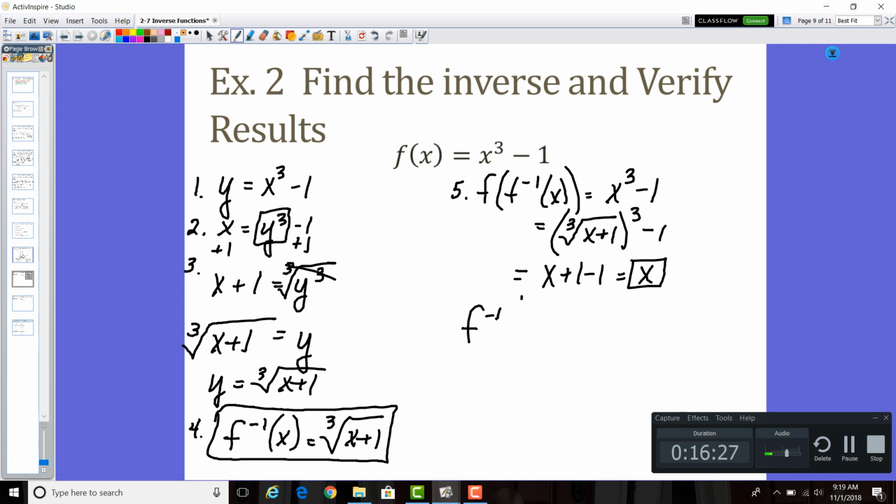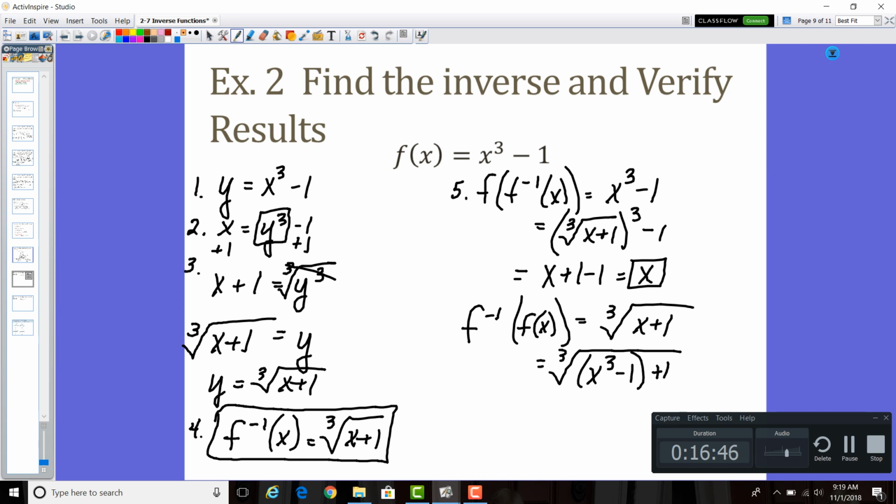For the second composition, now we start with the inverse that we found, which is right here, and plug in our original given function. So we're starting with the cube root of x plus 1. Under that cube root, where there's an x, I'm replacing it with the original function, x cubed minus 1.